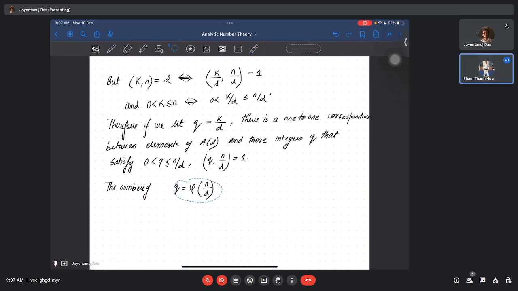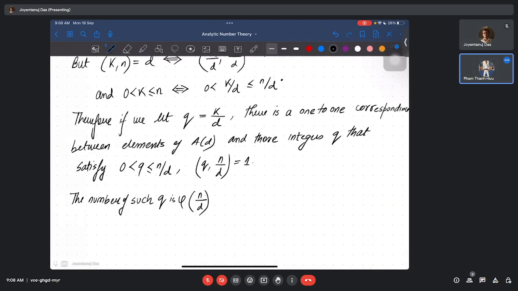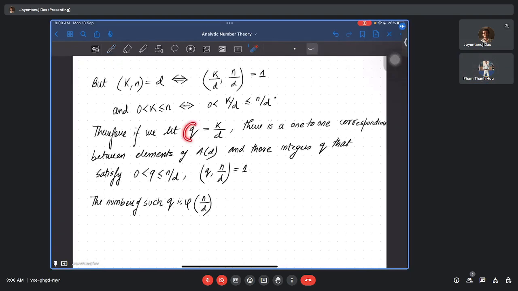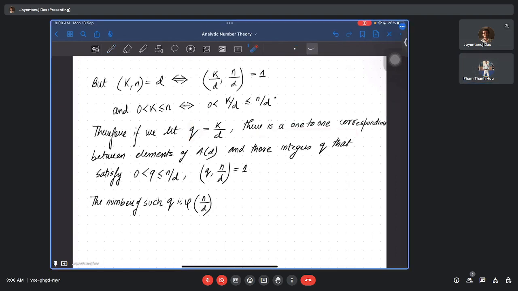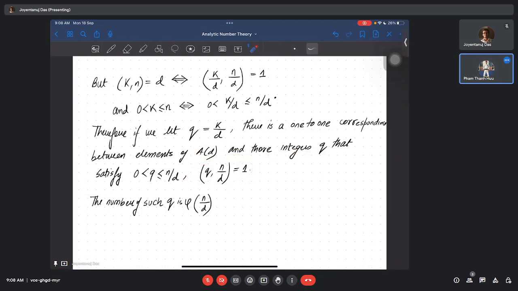We have one q only. For example, q is k by d, and we have a one-to-one correspondence between A of d and those integers q such that this happens.